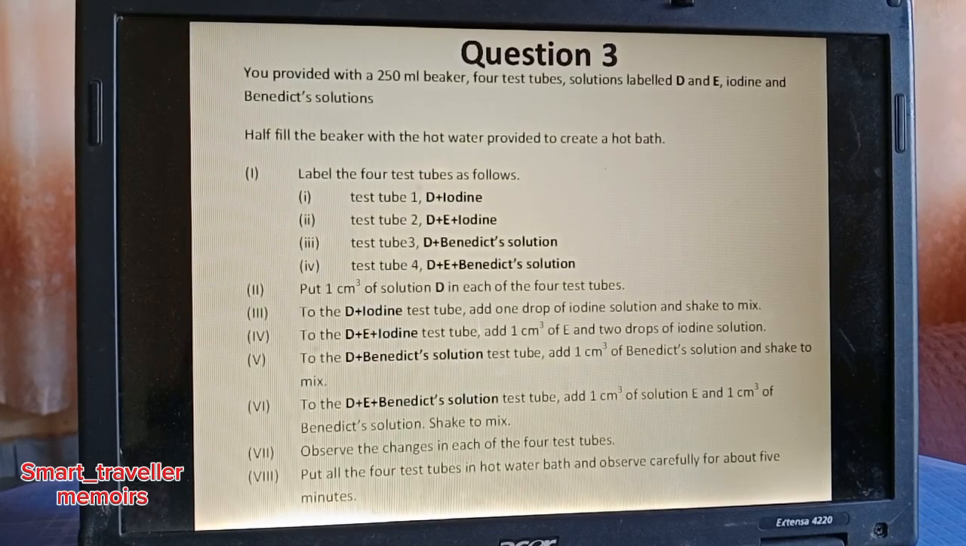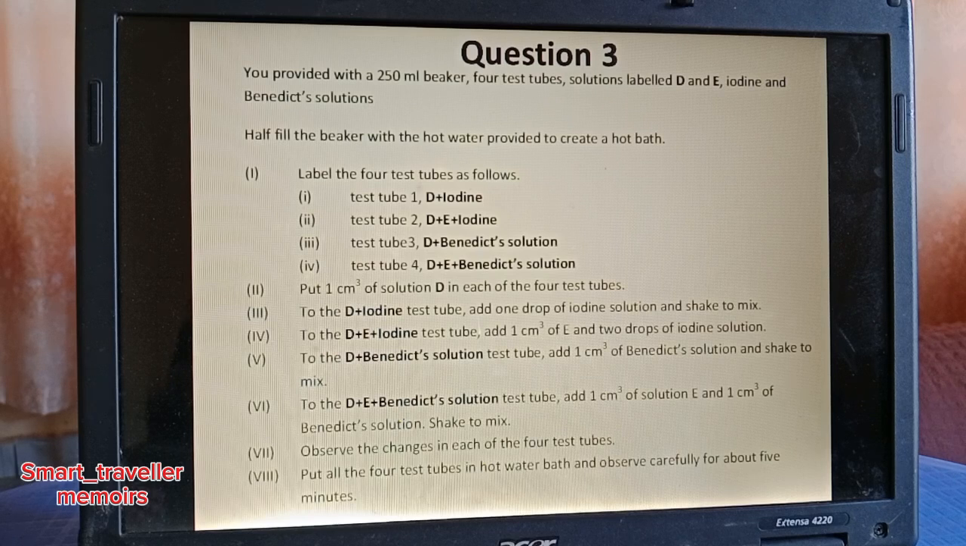Question 3, you had been provided with 250 ml beaker, 4 test tubes, solutions labeled D and E, iodine, and Benedict's solution. Fill the beaker with the hot water provided to create a hot bath. Label the 4 test tubes as follows. Test tube 1, D plus iodine. Test tube 2, D plus E plus iodine. Test tube 3, D plus Benedict's solution. And test tube 4, D plus E plus Benedict's solution.